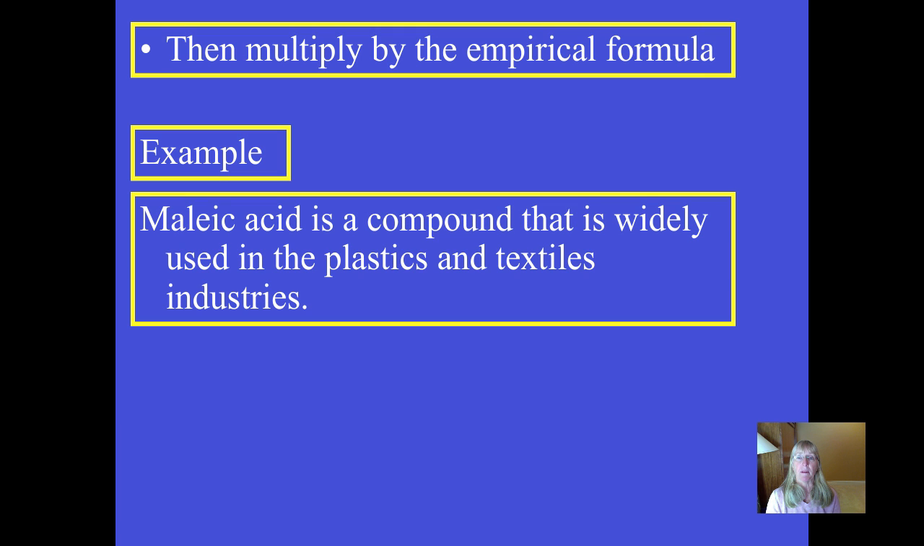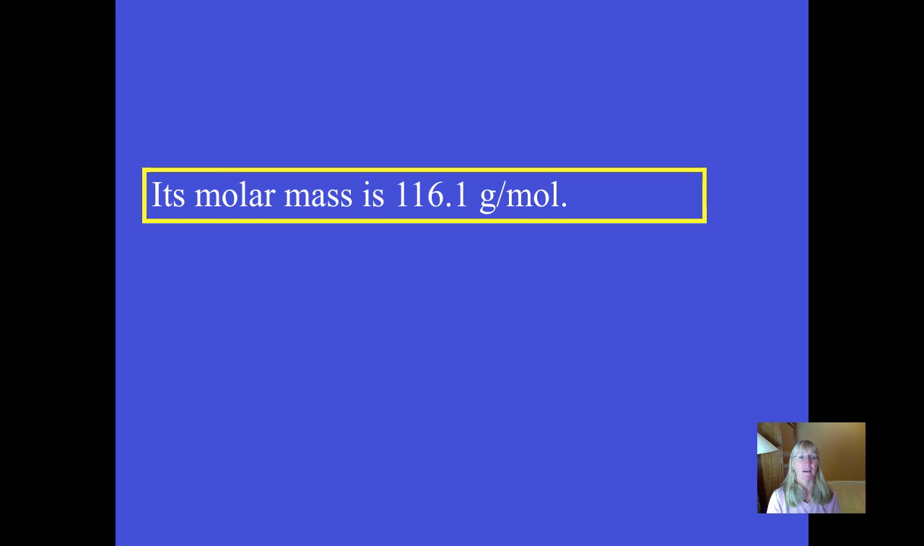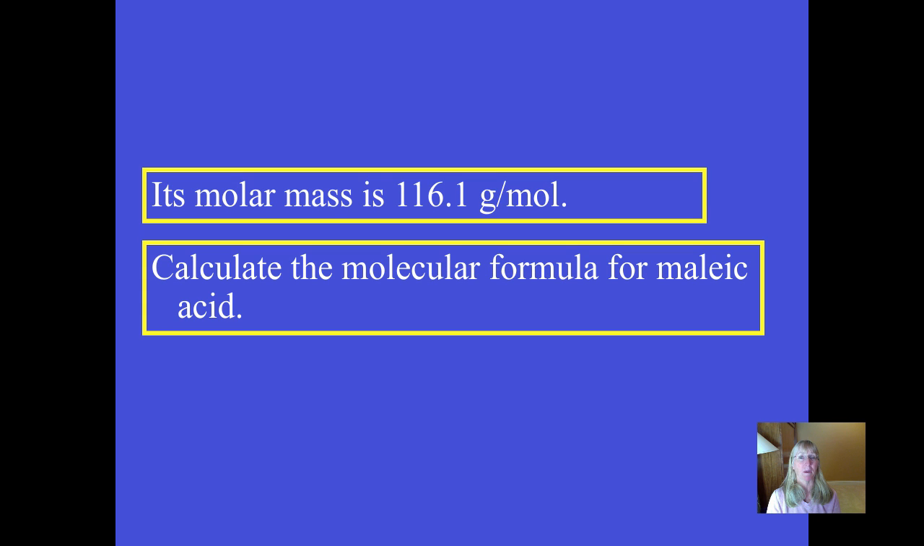Maleic acid is a compound that's used in plastics and textiles industries, and now they've given us its percent composition. Hopefully by now it's become an automatic response that you find those little percents of carbon, hydrogen, and oxygen, enter your fantasy world, pretend you have 100 grams of the stuff, and change every single percent symbol that you see into grams. Once you've done that, and notice, by the way, that they give you the molar mass of the true molecular formula. Just hold on to that number. We'll be using that later on.